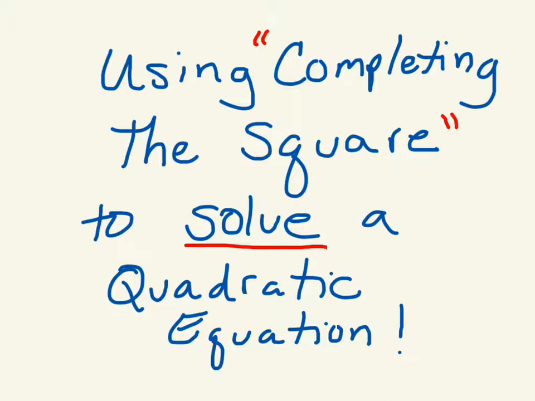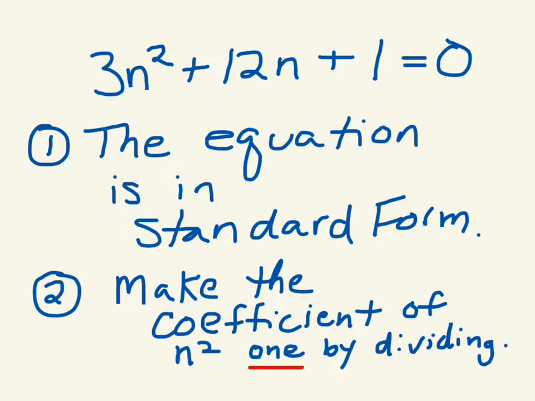Using completing the square to solve a quadratic equation. 3n squared plus 12n plus 1 equals 0. The equation is in standard form. Make the coefficient of n squared 1 by dividing. In this case, you're going to divide everything by 3.